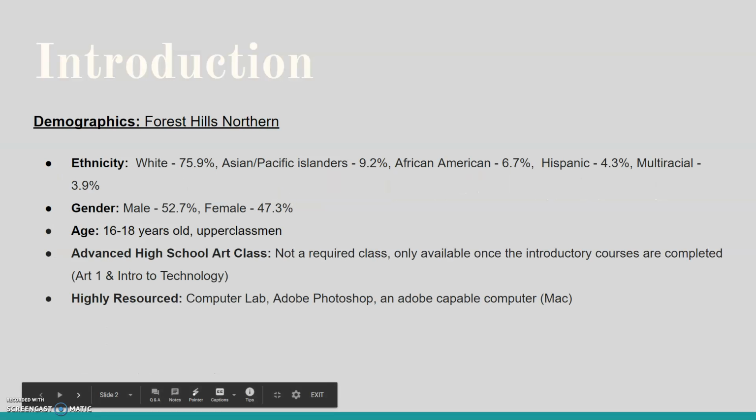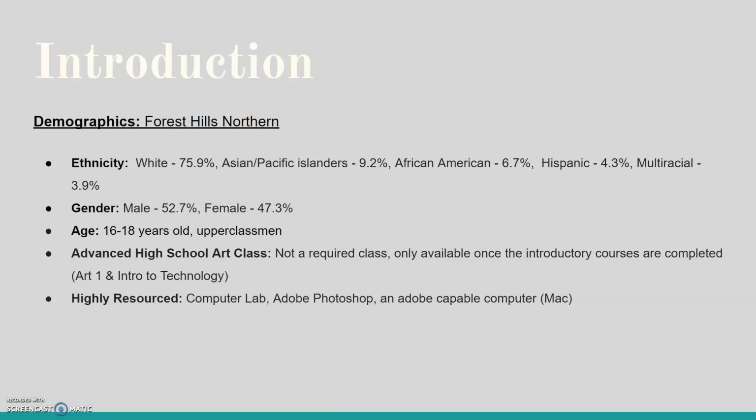I had to choose my own population because Union High School did not have the resources for this project. I chose Forest Hills Northern High School, which is, as you can see, a largely white population. It is not very diverse.